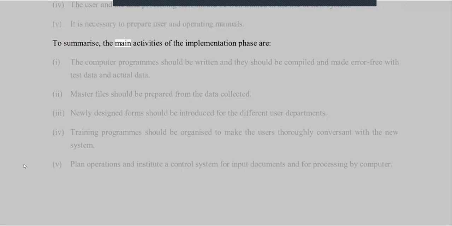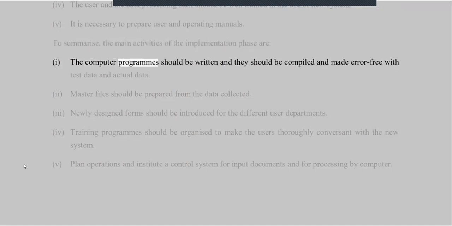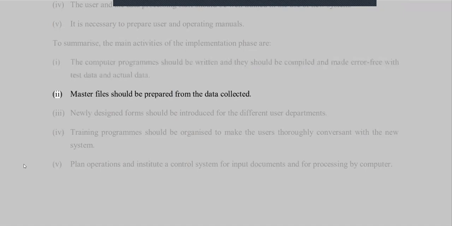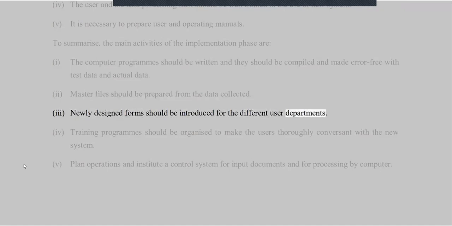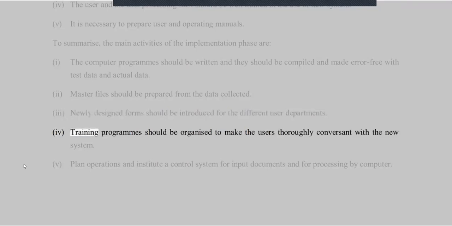To summarize, the main activities of the implementation phase are: 1. The computer programs should be written and they should be compiled and made error-free with test data and actual data. 2. Master files should be prepared from the data collected. 3. Newly designed forms should be introduced for the different user departments. 4. Training programs should be organized to make the users thoroughly conversant with the new system.